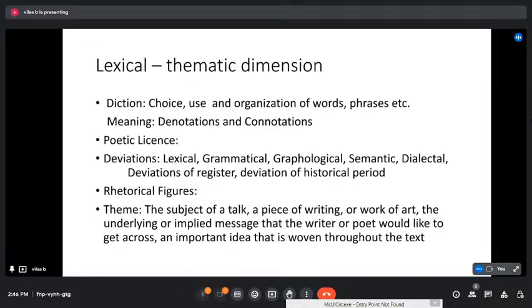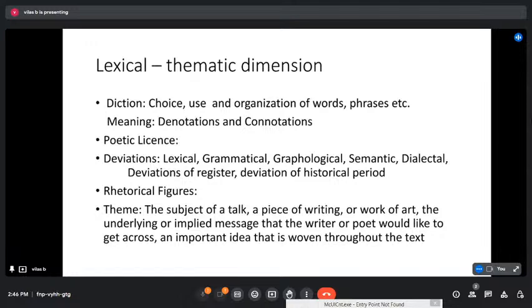Sometimes contraction of the form. Sometimes we find elision of vowel sound. Sometimes elision of consonant sound, and like this. So a kind of graph or the image we see. Sometimes semantic deviations we find. The same word but meanings are different, maybe denotative and connotative meanings. A word has several meanings and all this.